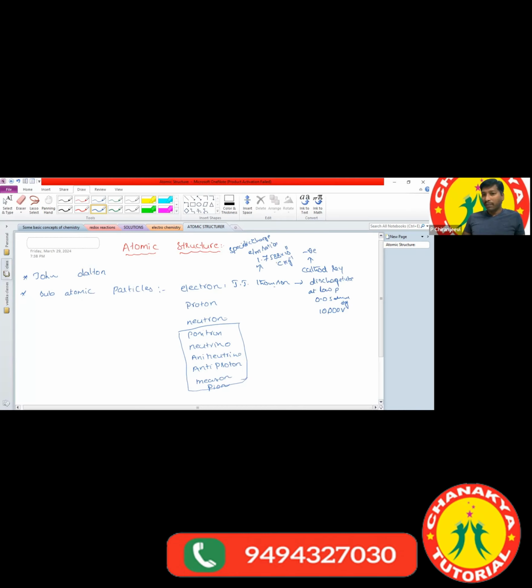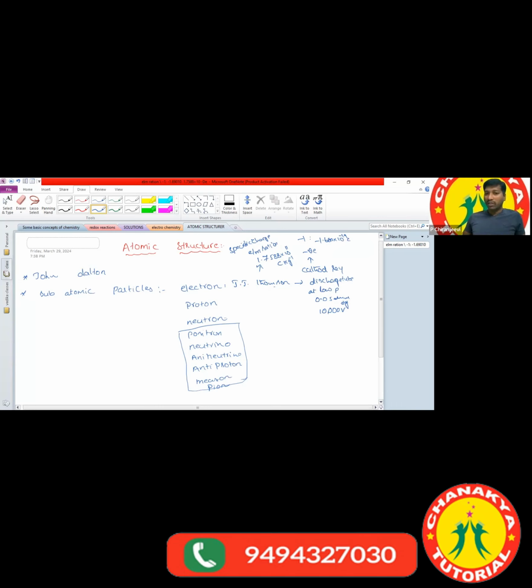Have you got the clarity? Does anyone have a doubt? Sir, what is the charge of the electron? The electron has negative charge; generally we represent it as minus 1. But what is the exact charge of the electron? Minus 1.602 into 10 power minus 19 coulombs. Now you got the clarity?